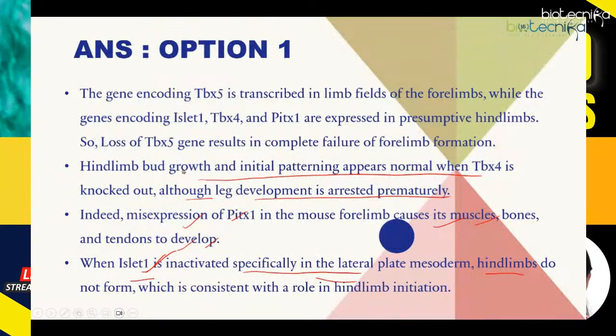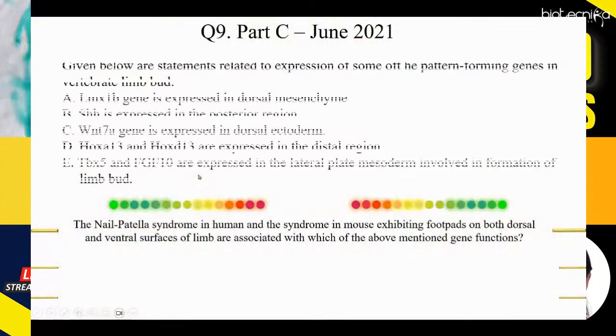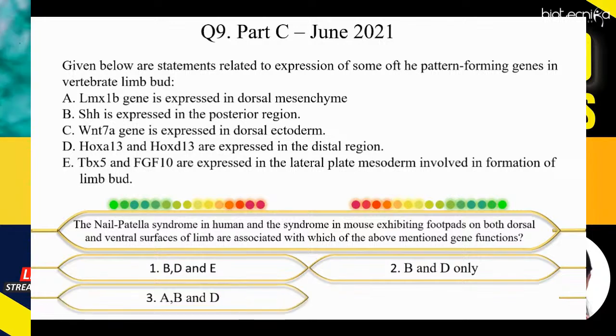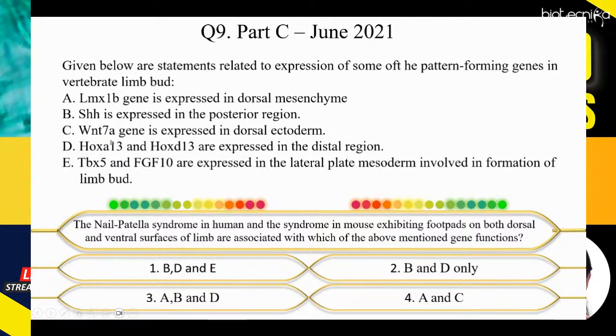Okay, so that's all from my end. There is one more question regarding limb development, and this is with respect to SHH signaling. You can try solving it at home and let me know in the comment section what the answer is. So that's all from my end, and that's all from Unit 5.